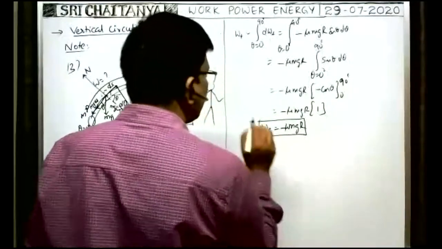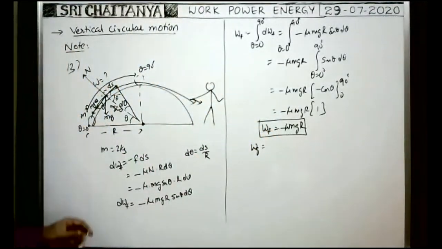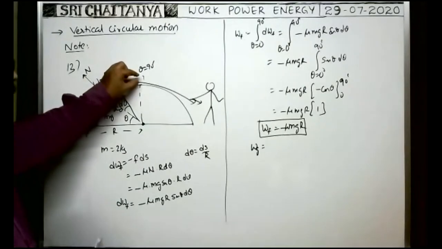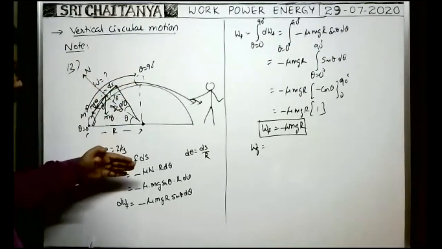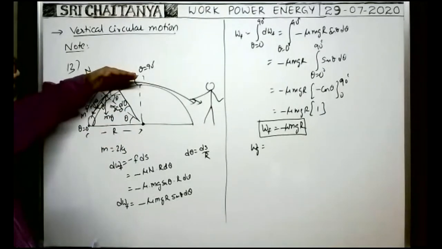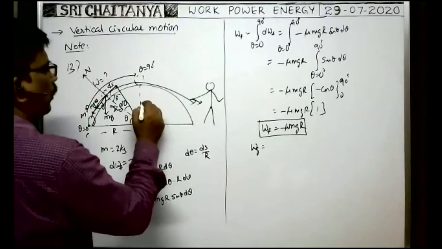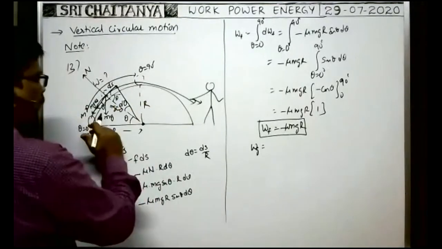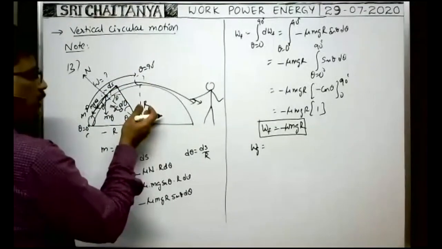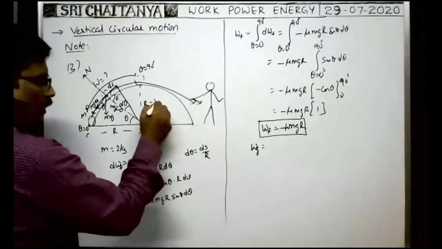Work done by gravity in this case is how much? Whenever the man pulls the body from this position to this position, gravity is vertically downwards. Against the gravity, the body rises up to a height equal to the radius of the hemispherical ball. When the body is displaced from this position to this position, the vertical distance it travels is equal to r only, no?